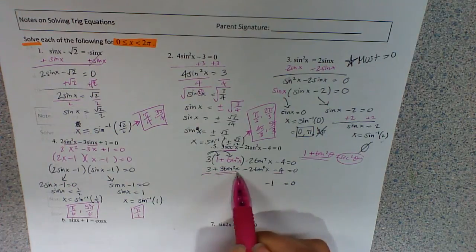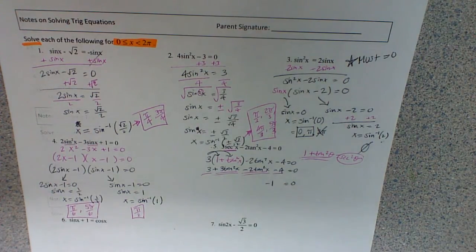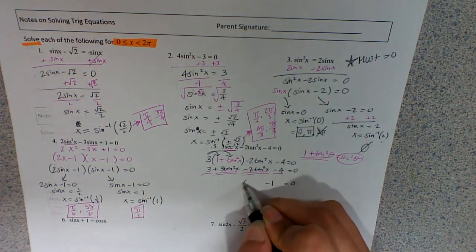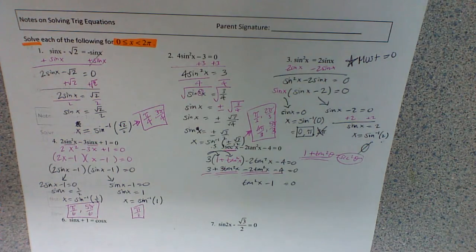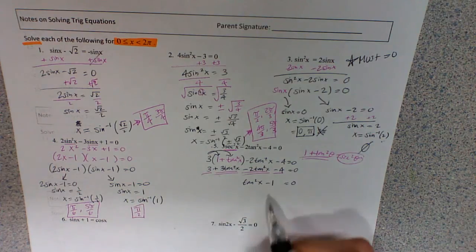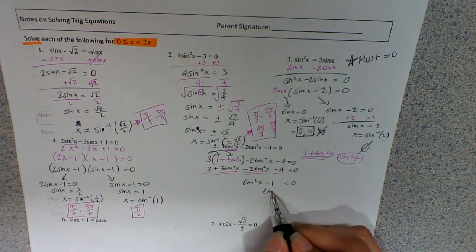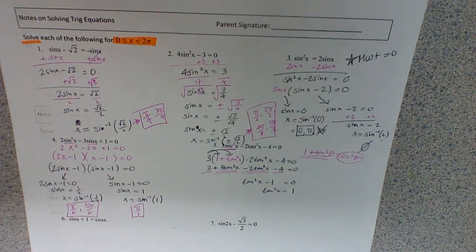And 3 tan squared minus 2 tan squared will give me just 1 tan squared. Now I can just go ahead and solve the equation. So I'm going to go ahead and take the 1 over. So I have tan squared of x equals 1.